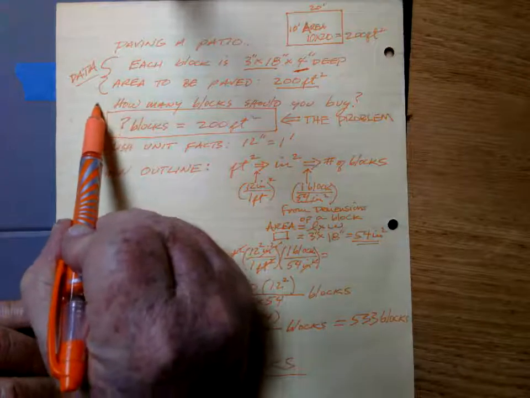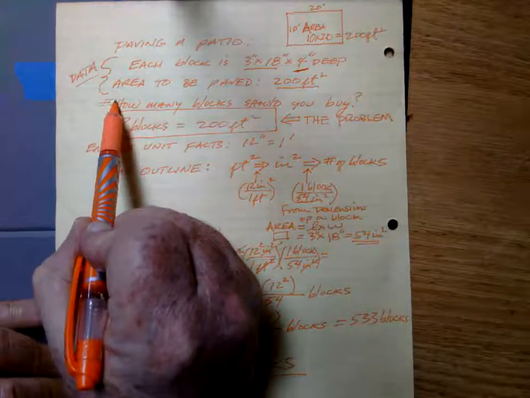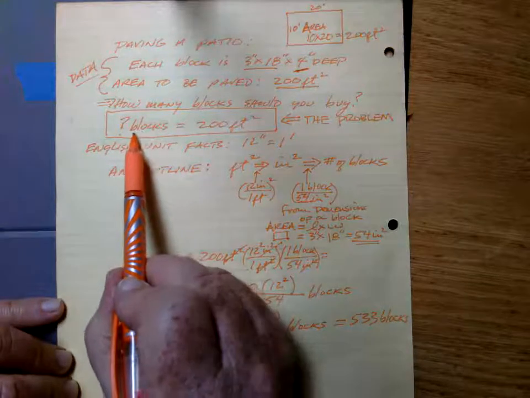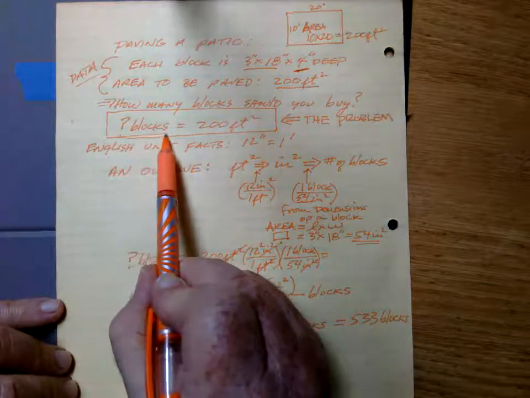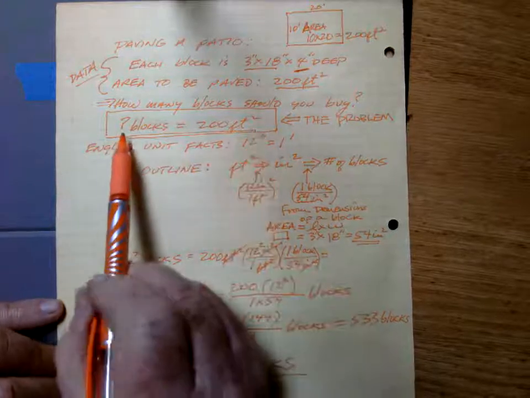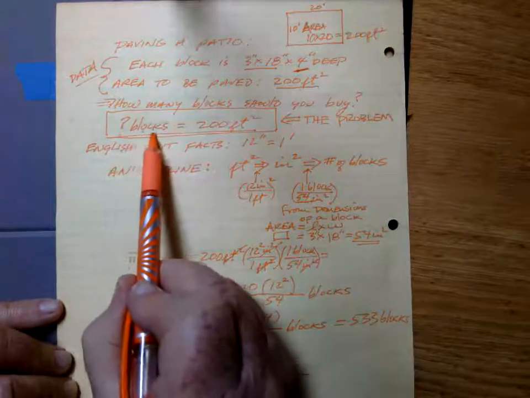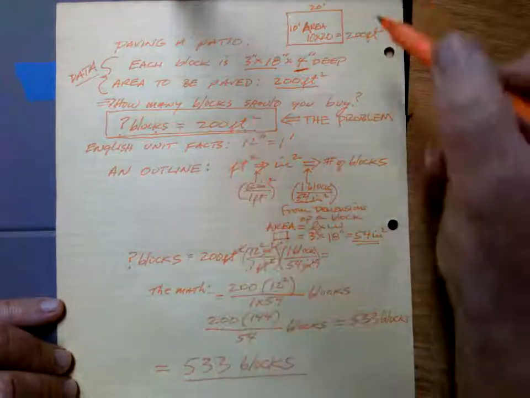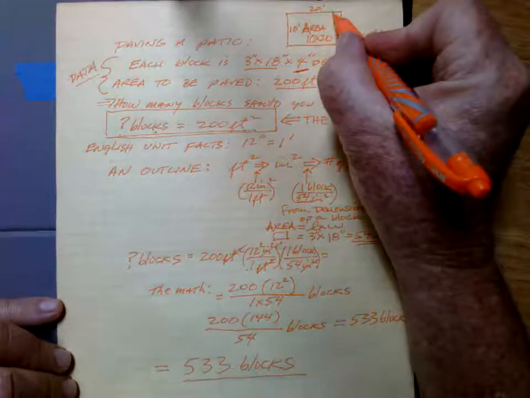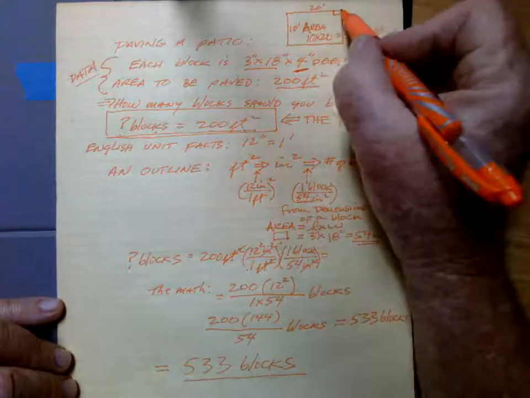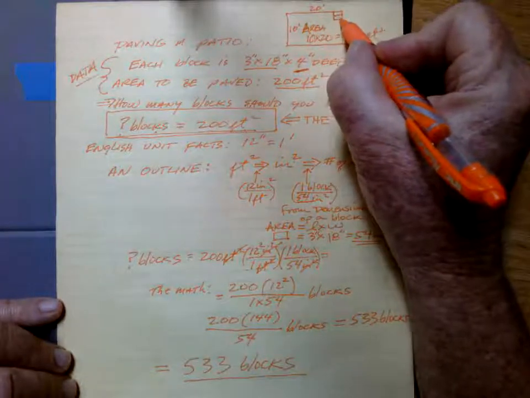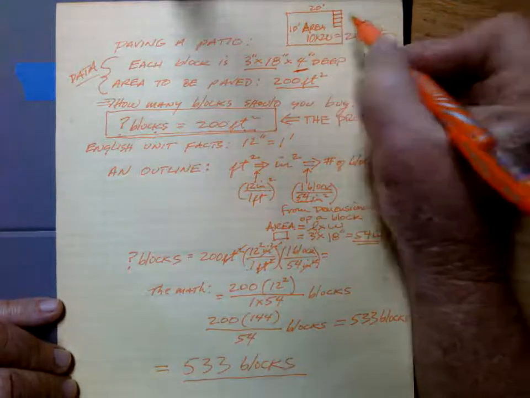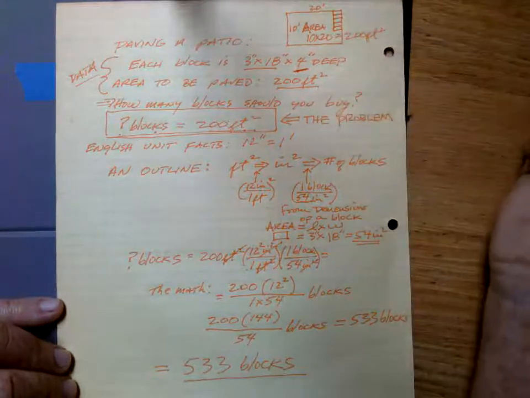Okay, so the question is, how many blocks should I buy? And if I set that problem up in a semi-math statement, it would look like this. How many blocks equals 200 square feet? Because the object here is to cover this area with blocks that are 3 inches by 18 inches, cover the whole surface.